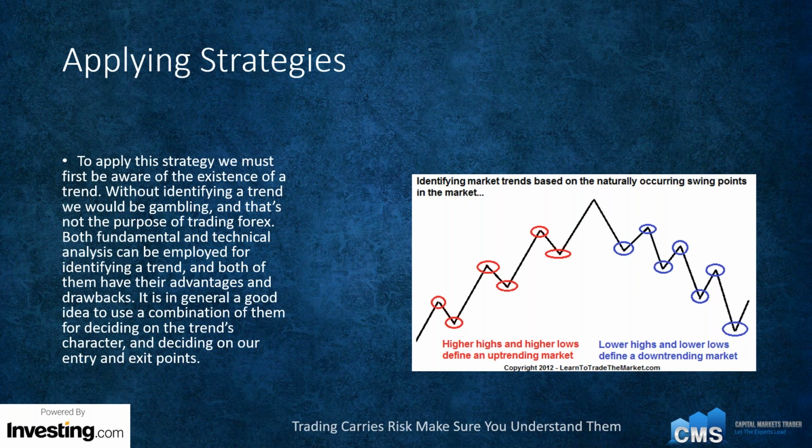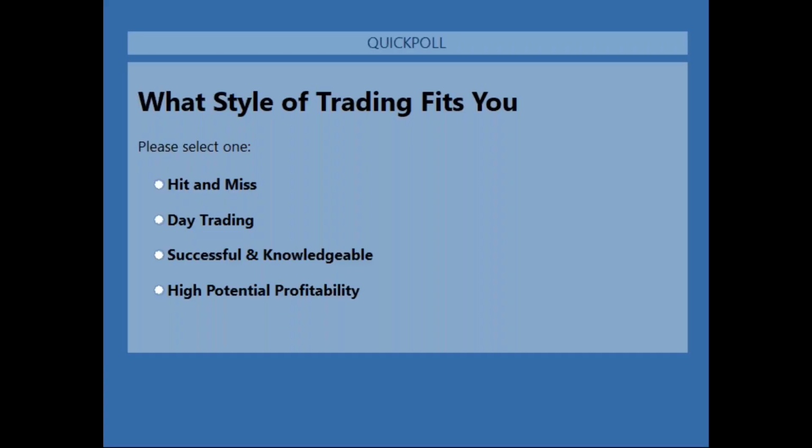And when we can see a true trend, not a fad that's going to hit and miss for a couple days, but a true trend, okay, and establish this trend, we can then take advantage of that to make smart trades. So without identifying a trend, we would just be gambling. Okay? And that's not the purpose of trading Forex and CFDs. Both fundamental and technical analysis can be employed for identifying a trend, and both of them have their advantages and drawbacks. It is in general a good idea to use a combination for deciding on a trend's character and on our entry and exit points to the market.